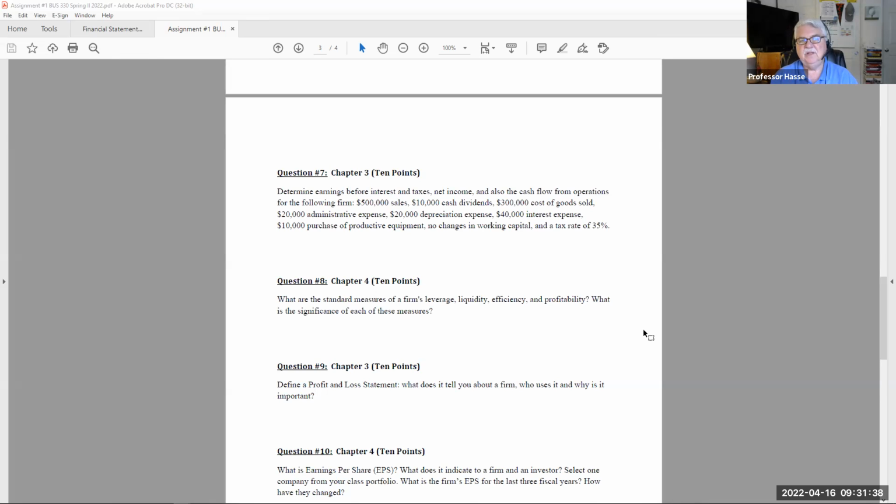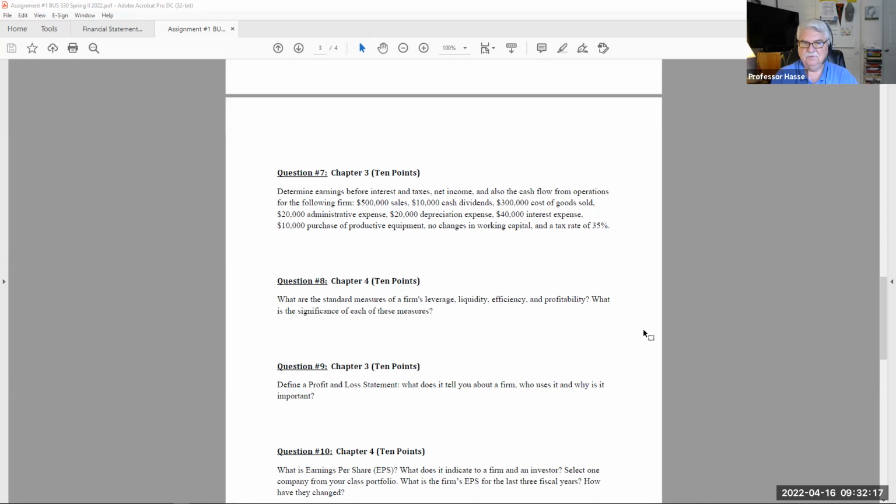1, determine the earnings before interest and taxes, which is also called EBIT. Number 2, what is the net income of this company? What is their net profit after revenue and expenses? And finally, number 3, what is the cash flow from operations for this firm? You need to calculate those 3 numbers using chapter 3 as your guide and our lecture points about those financial statements.